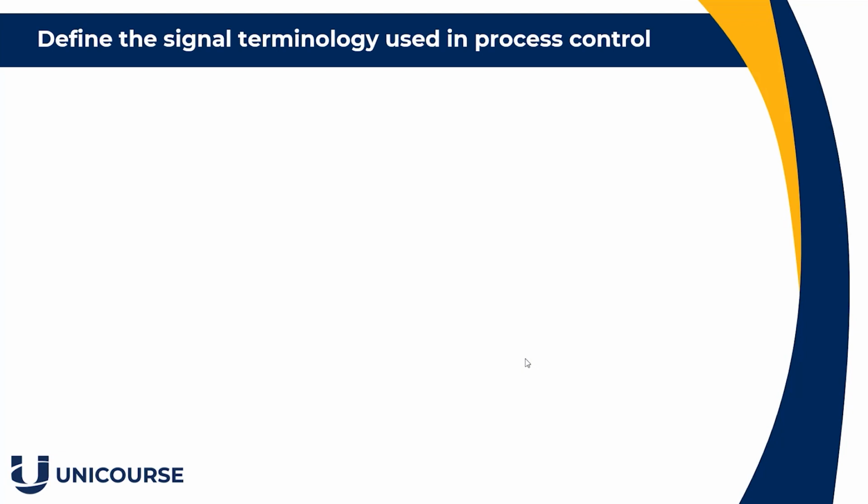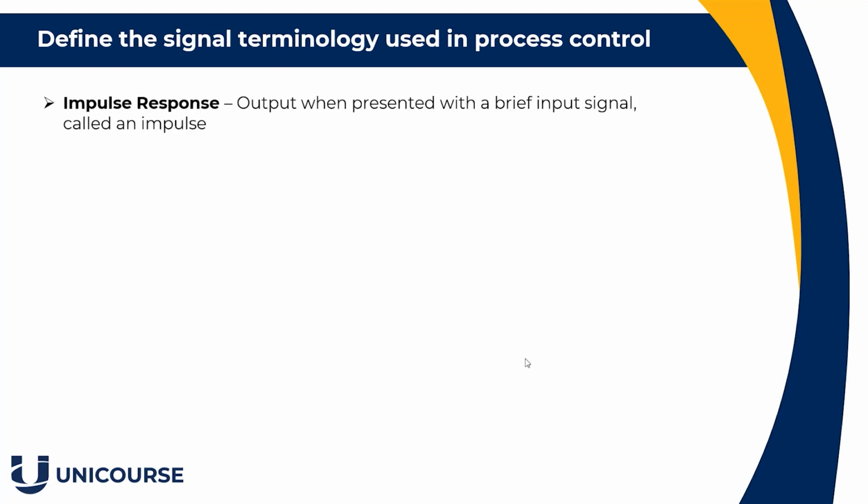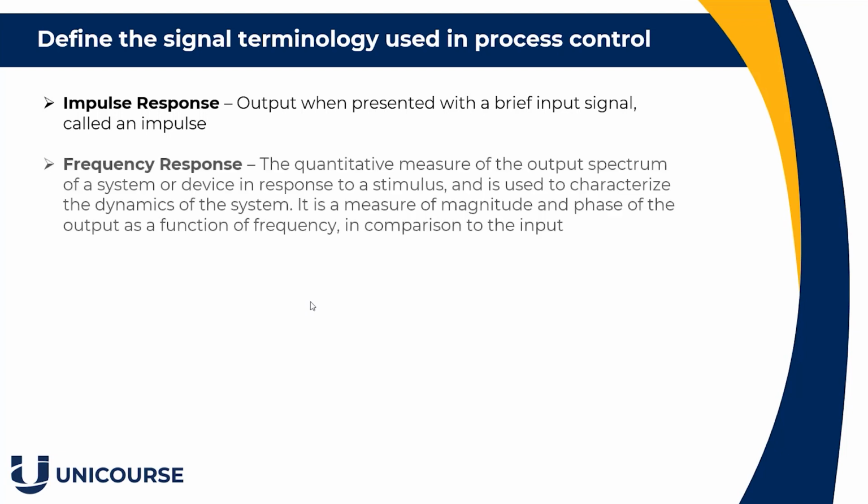So, continuing on signal terminology used in process control, we're going to look at some of the other terminology, and the first one we have is impulse response. This is where, as the word impulse suggests, we get a brief input signal. Sometimes things do change, and we just get one signal on the input, and that has to be monitored, and then it has to be managed.